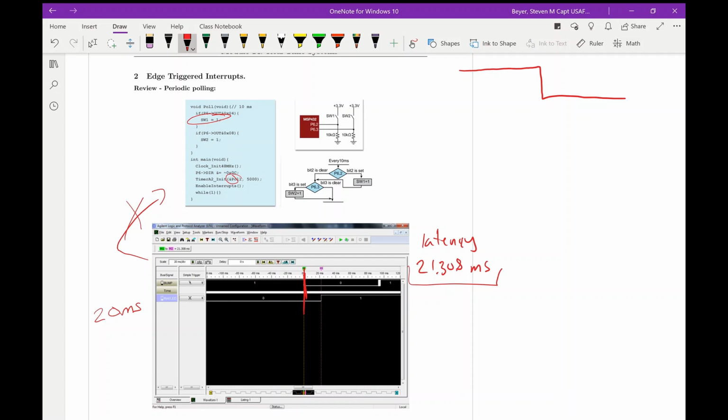So again, with this ISR at 20 milliseconds, the bump is pressed, and then about 21 milliseconds later, we realize the bump is pressed. As we'll see later, if we were using edge triggered interrupts, we would know that the bump is pressed much sooner. But since we're only running the ISR every 20 milliseconds, it's going to take us some time to get there.